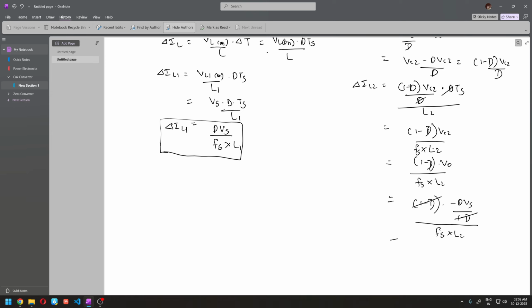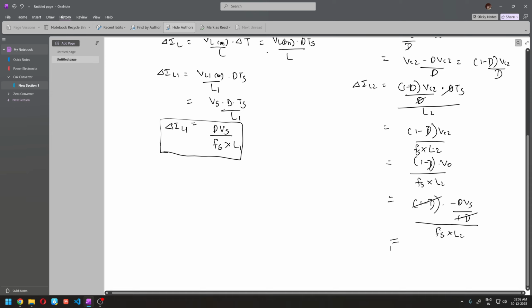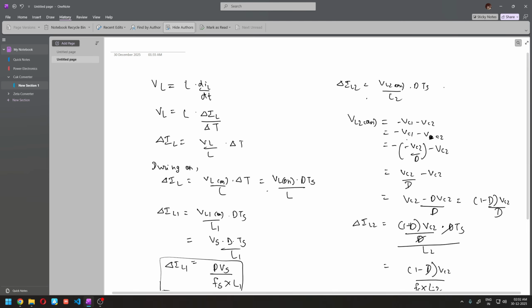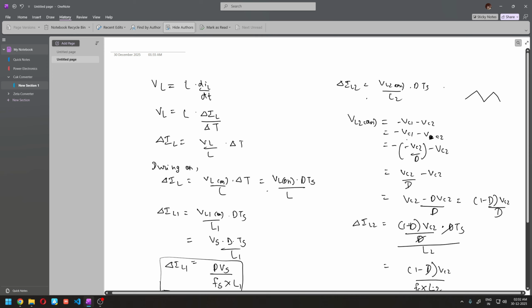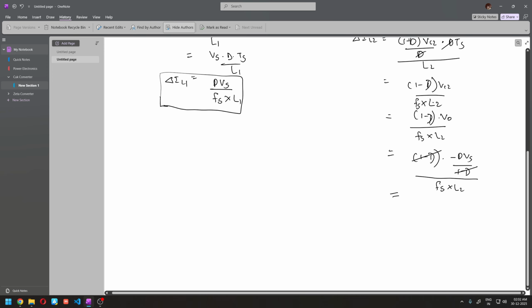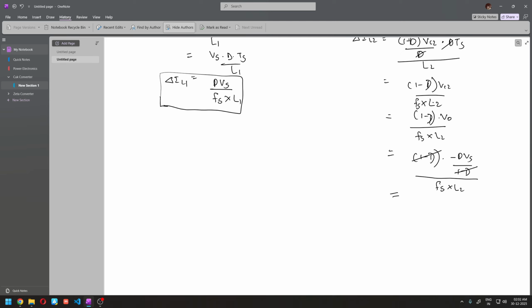You can see there's a negative sign here, but whenever we talk about the inductor current ripple, it's basically triangular, right? The ripple. So we just take the magnitude. So the sign does not matter here. If you had taken the other direction of the inductor, you would have got positive, but I assumed it from left to right, so I got negative. But you can ignore this sign here basically, since it's only magnitude. So you can write here dVs by Fs into L2. So you can see it's similar to this equation. So yeah, that's the delta IL2.